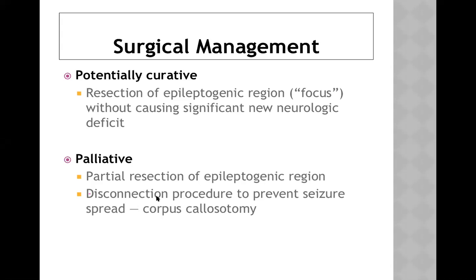Now see here, we can go for partial resection of the epileptogenic region so that there is a decreased chance of epilepsy, and you can go for some destructive type of surgery like a corpus callosotomy so that the seizure cannot spread from one cerebral hemisphere to the other, so that the generalized tonic-clonic type of seizure has a very decreased chance to occur.